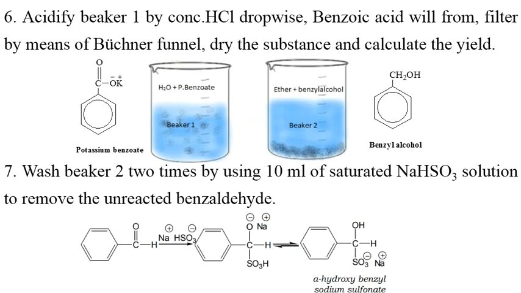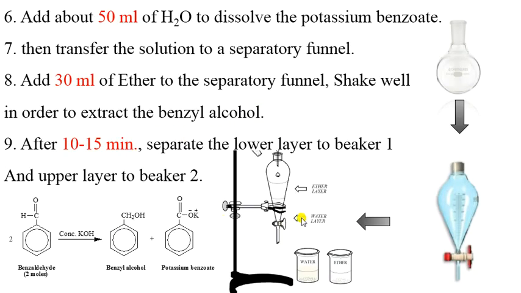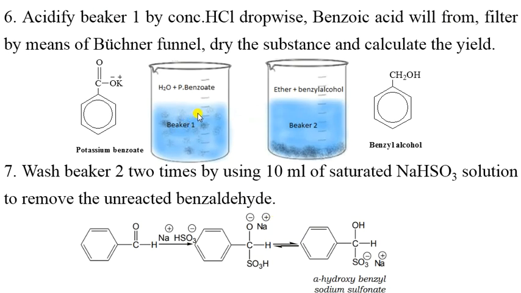Now we have 2 beakers. Beaker number 1, the lower layer, contains salts with water, the aqueous layer. The second one, the organic layer, contains benzyl alcohol in the ether.